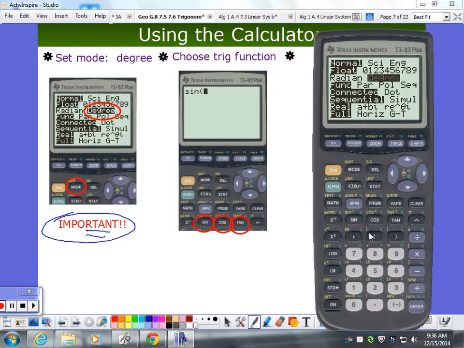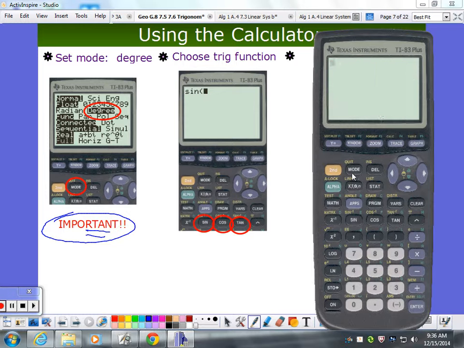Where are they? Oh, here they are. So here's my numbers. Here's things like parentheses. Look up one. You see the sine, the cos, and the tan? These are abbreviations for sine, cosine, and tangent. So I'm going to put out here and just press sine.